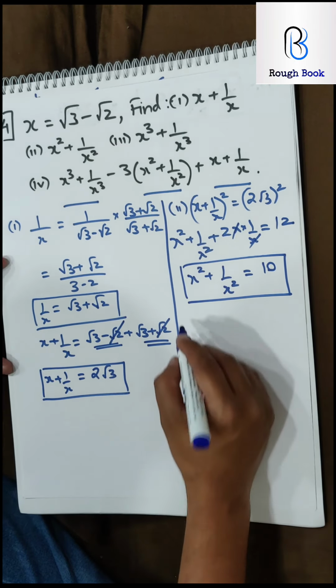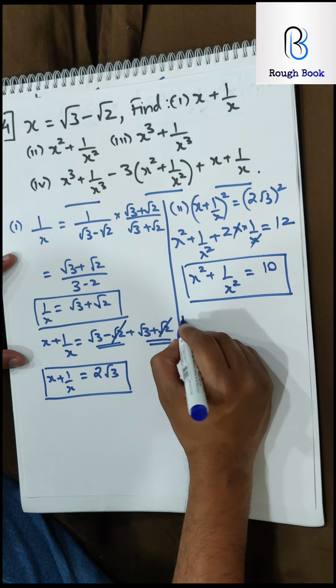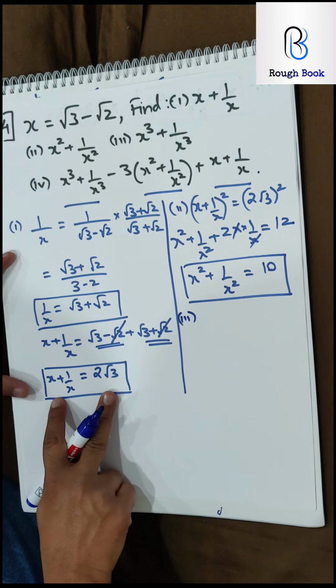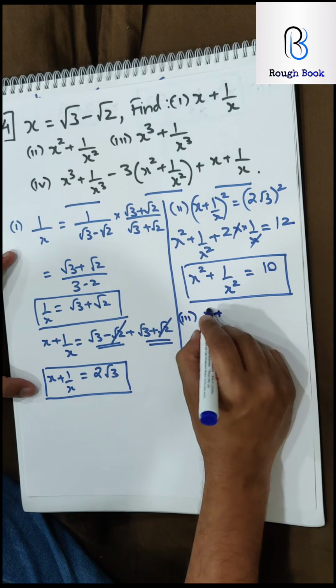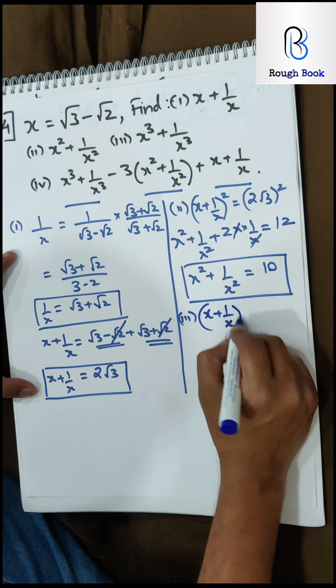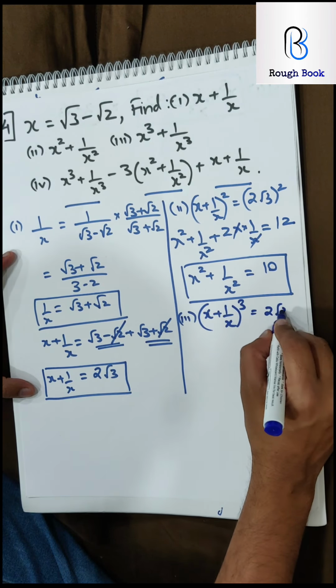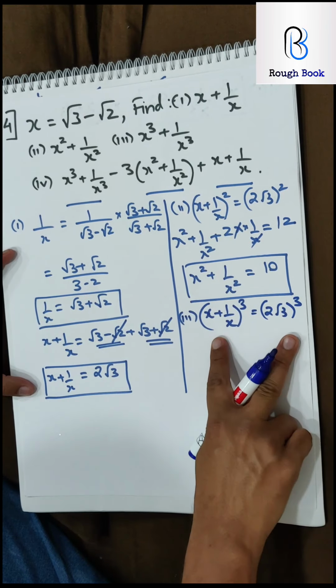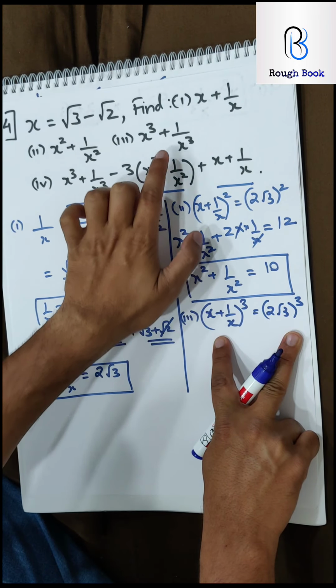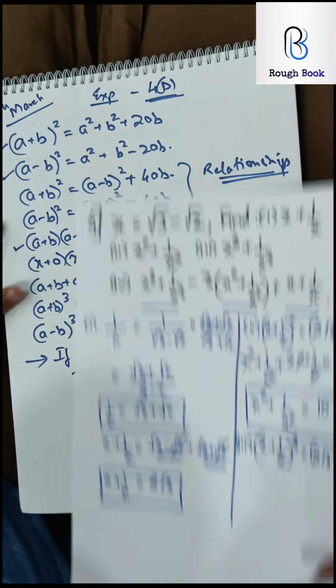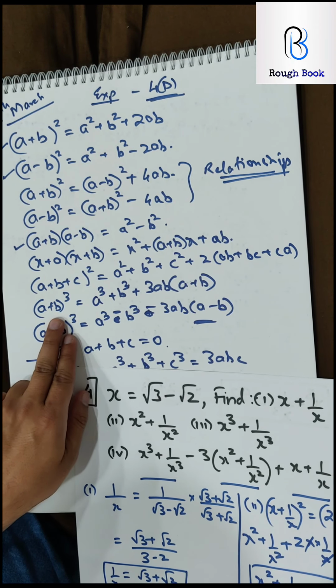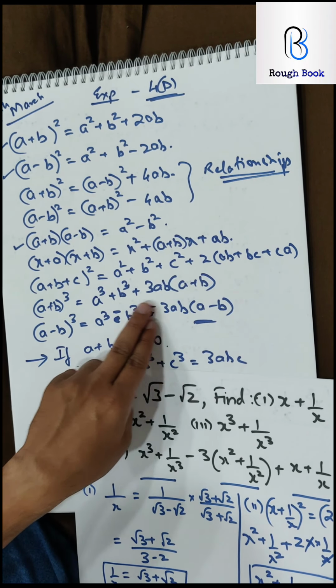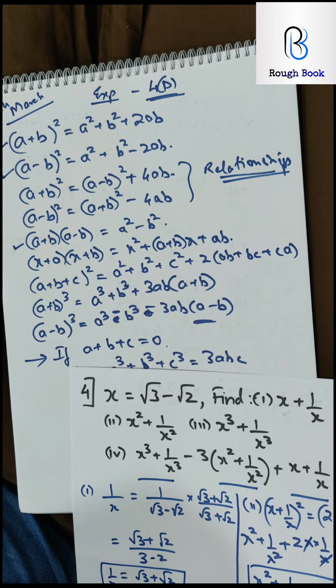Now we'll have to try the third part. So let's see if we can manage the third part. Again I'll have to begin from here only. x plus 1 by x, the whole cube, and 2 root 3 the whole cube. Why the whole cube? Because I need to reach here. I hope you remember the formula for the cube right here. a plus b the whole cube, a cube, b cube, 3ab, a plus b. We are going to apply that here.